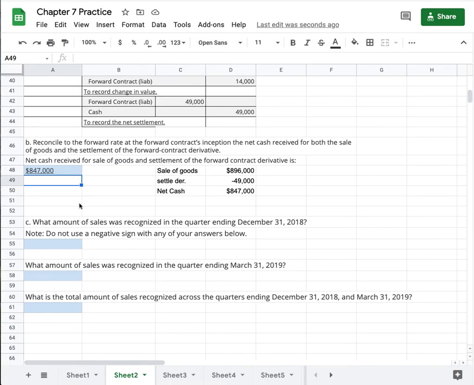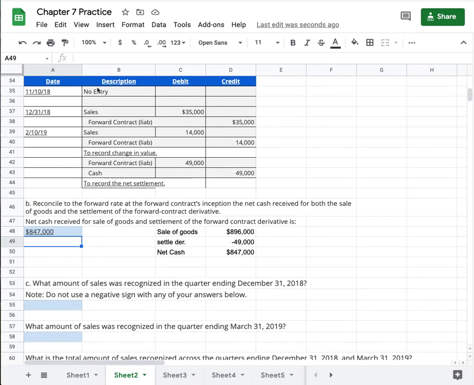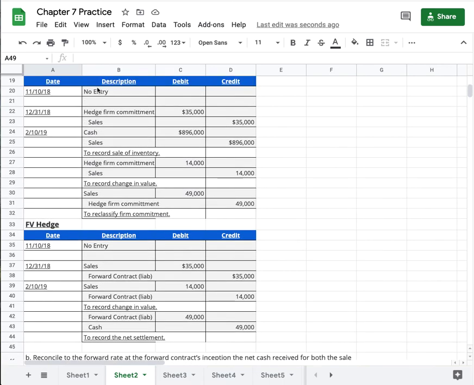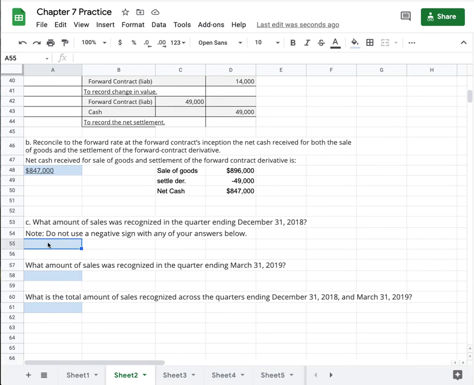C, what amount of sale was recognized in the quarter ending December 31st, 2018? And the answer to that is 0. What amount of sales was recognized in the quarter ending March 31st, 2019? That's the full $847,000. What's the total amount of sales recognized across the quarters? And so obviously that's the two added together, which gives us the same $847,000.